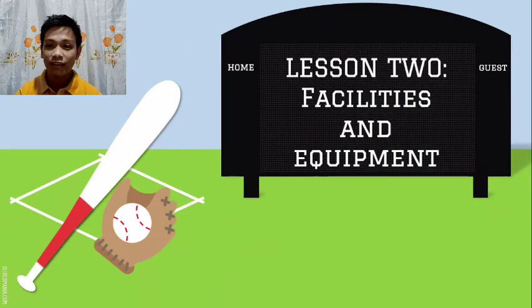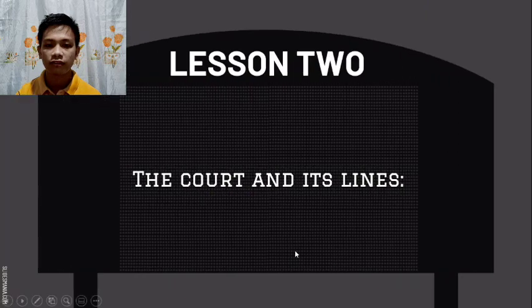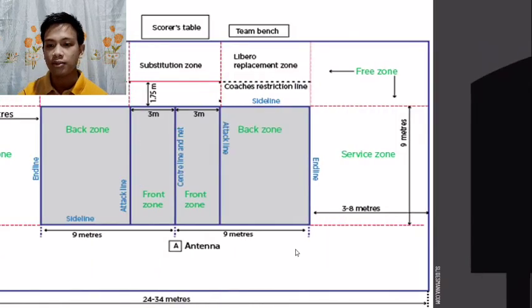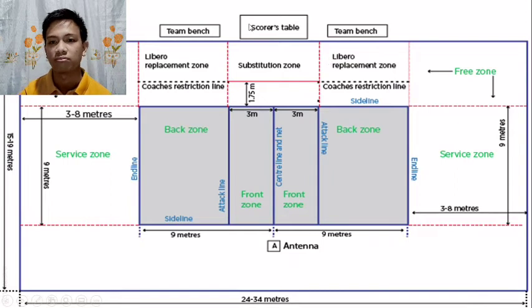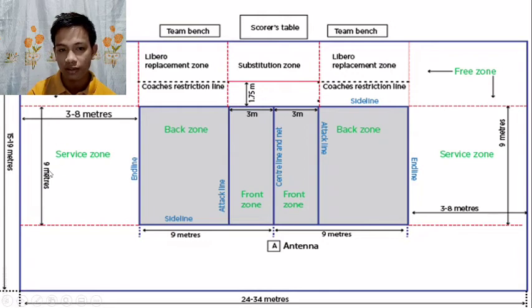Okay, so lesson 2 na tayo about facilities and equipment. So let's proceed. Konti lang to. The court and its lines, medyo familiar naman kayo dyan. Ito, hindi naman siya as in standard itong mga nasa labas. But, here, ito yung pinaka-standard na nasa itong shaded part na to. Itong sideline, end line, attack, at basta itong part na to. And of course, this one, service zone that may enough space, 9 meters. Yan.